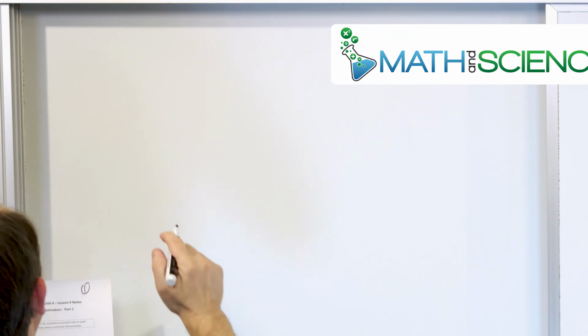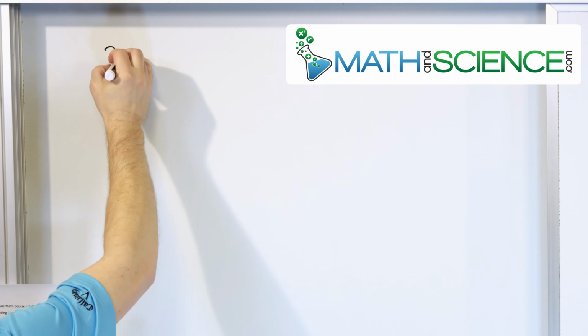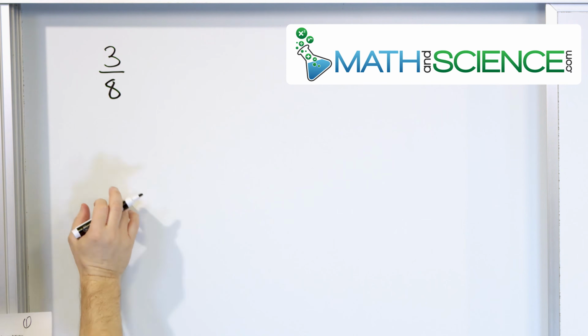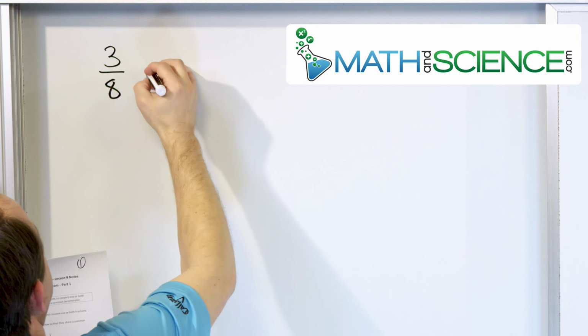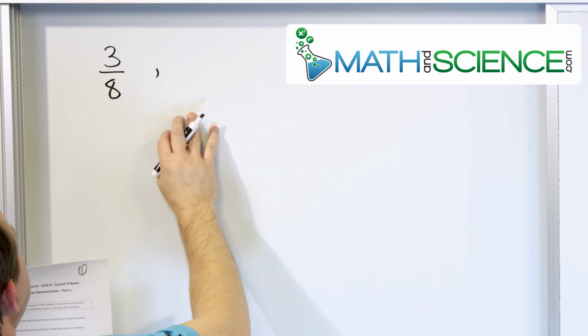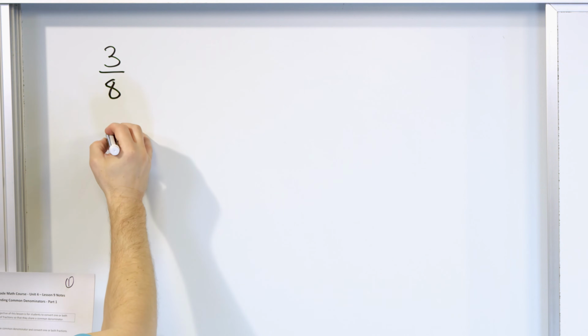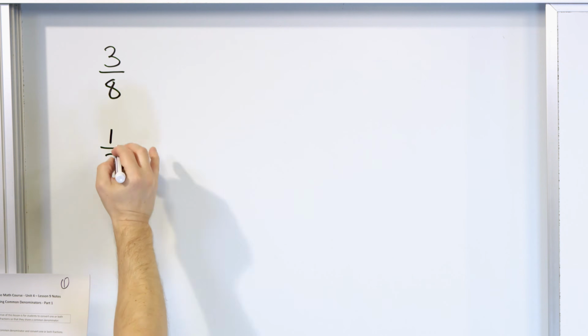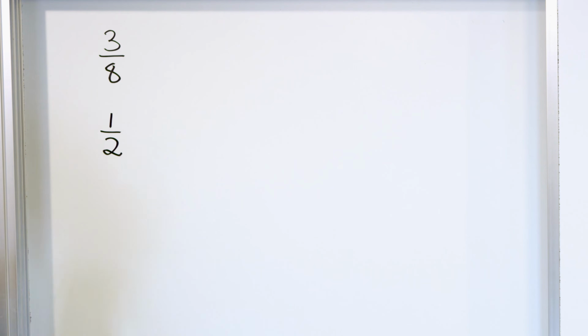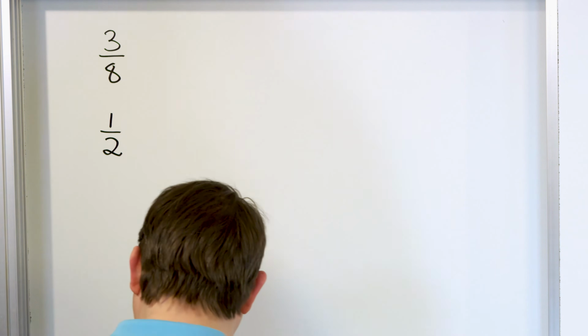So let's take a couple of fractions. Let's take the fraction 3/8, and underneath it... I think the way I want to do it is 3/8 on the top, and let's do 1/2 on the bottom. Now 3/8 represents some amount of stuff.